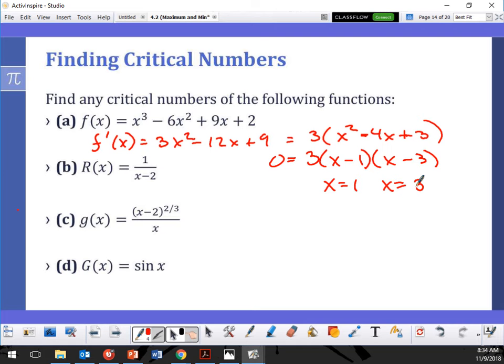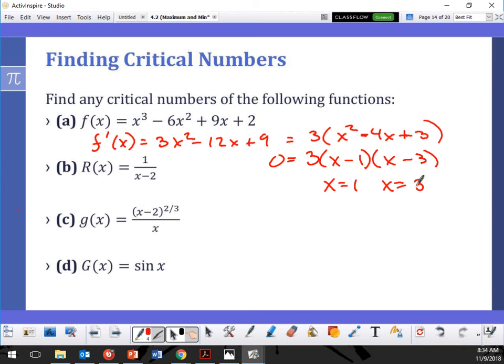Okay, how would I do B? I'm not going to do B, but how would I do that? What rule could I use for that? Quotient rule. So what's the derivative of 1? 0. That's going to help out my quotient rule a whole lot, because anything times 0 is 0. You guys could do that one too. All right, I'm going to skip B and go to C.